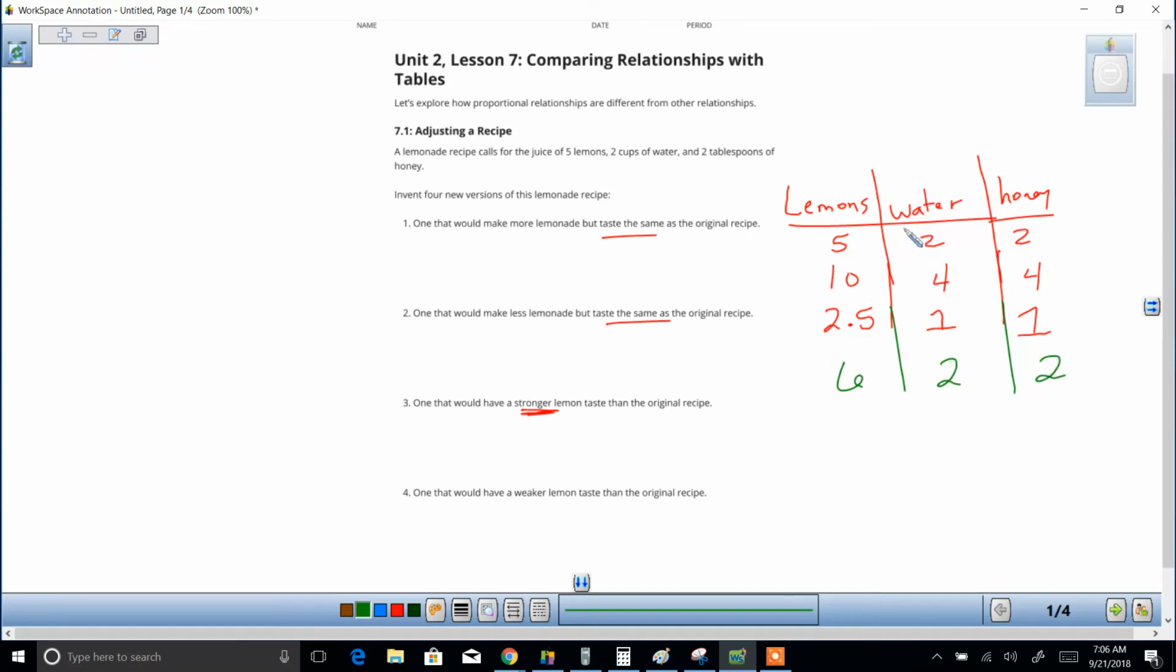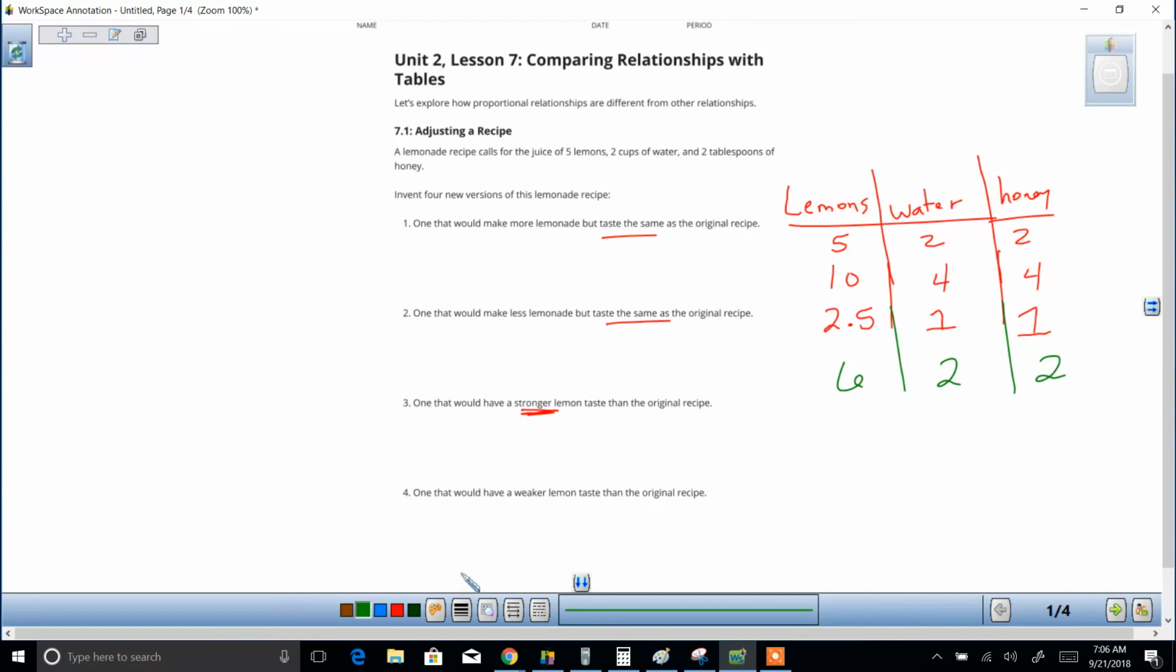But it no longer fits our proportion. If I took all of these pairs here and divided them, I would not always get the same result. 6 divided by 2 is 3. 5 divided by 2 is not 3. So these are no longer all proportionally related. The green one that I've made is a different proportion, has a stronger taste of lemon.